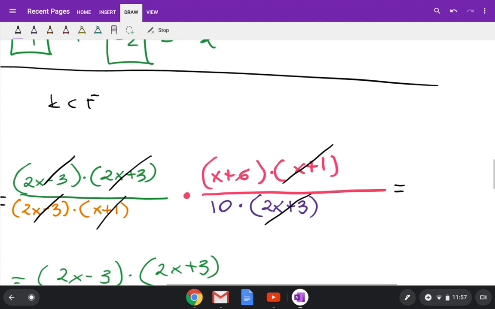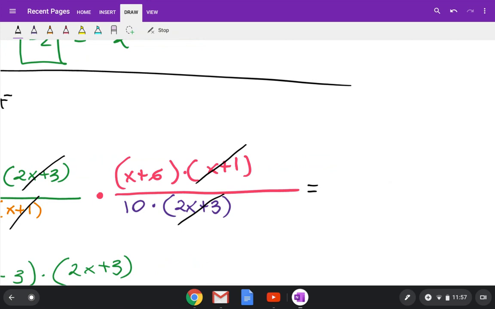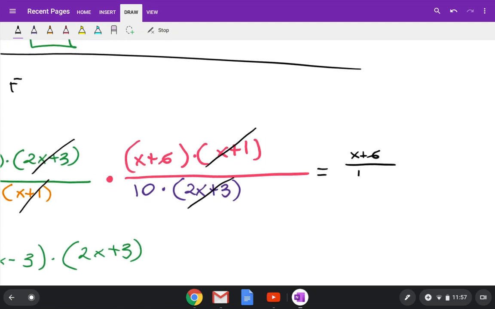So what we have, remaining factors from numerators, it's only x plus 6 over, and remaining factors from the denominator, it's only 10. And that's our final answer, x plus 6 over 10.